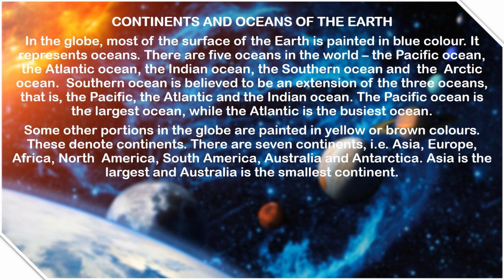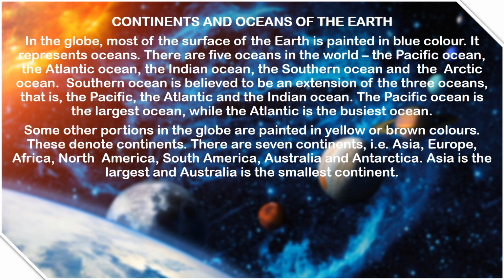Continents and oceans of the Earth. In the globe, most of the surface of the Earth is painted in blue color. It represents oceans. There are 5 oceans in the world: the Pacific Ocean, the Atlantic Ocean, the Indian Ocean, the Southern Ocean, and the Arctic Ocean. Southern Ocean is believed to be an extension of the 3 oceans, that is, the Pacific, the Atlantic, and the Indian Ocean. The Pacific Ocean is the largest ocean, while the Atlantic is the busiest ocean.